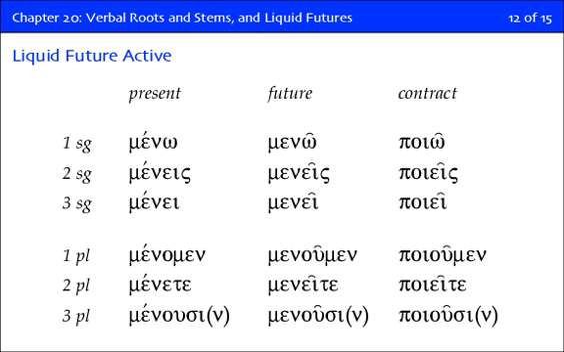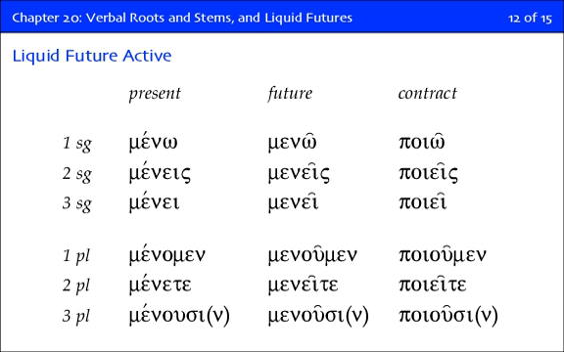But here's the chart. So, for example, here's the present of meno: meno, menes, mene, menomen, menete, menusi. Here's what it looks like in the future with the contractions: meno, menes, mene, menumen, menete, menusi.